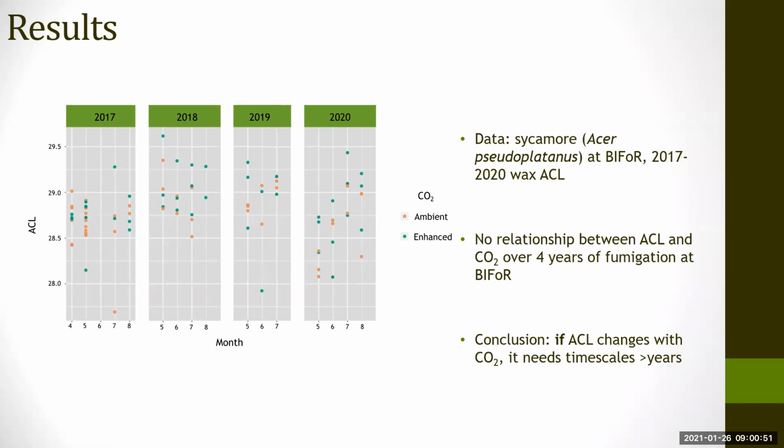However, all this confirms is that leaf wax ACL doesn't change rapidly with CO2 within plants that are already growing. Not that it doesn't change between multiple generations of trees, which might be important for geologists, or, as also might be important for geologists, might change with evolution and evolutionary time. So my future work is going to be looking at proxy CO2 reconstructions and seeing if there's a link between ACL and reconstructed CO2 on the timescale of millions of years.